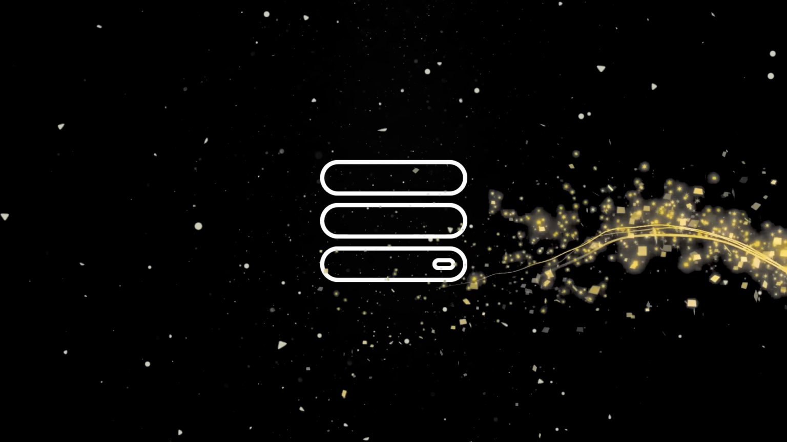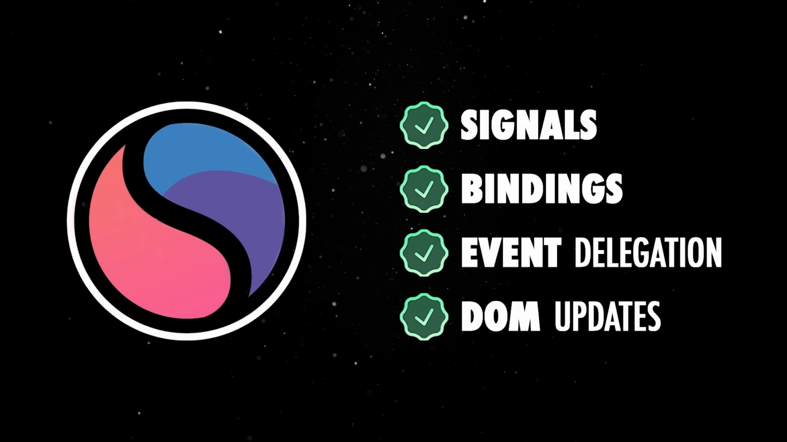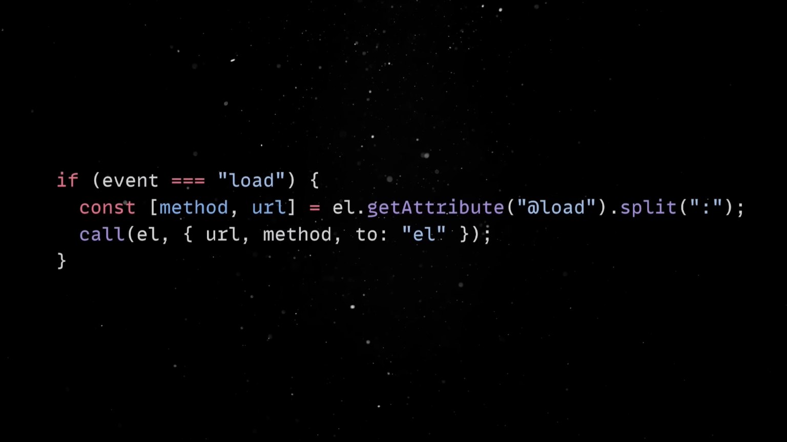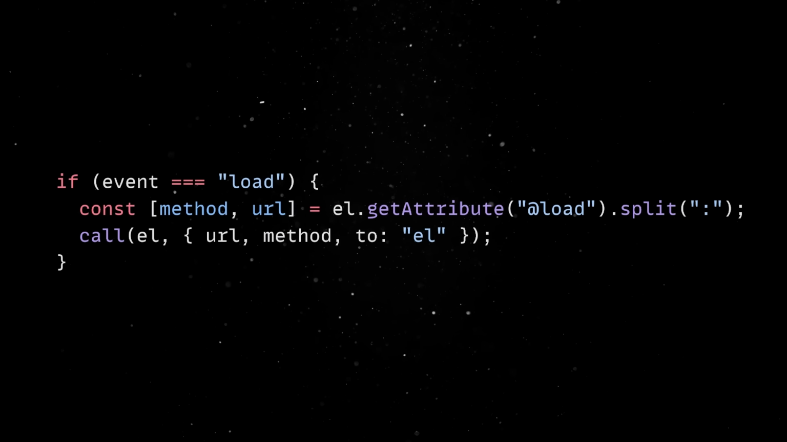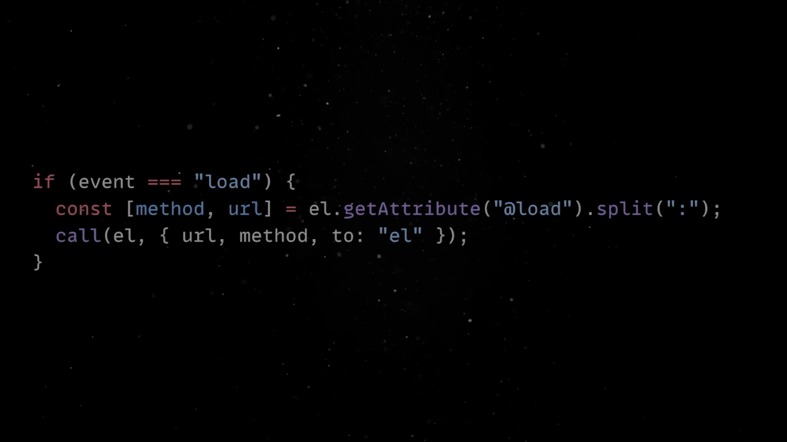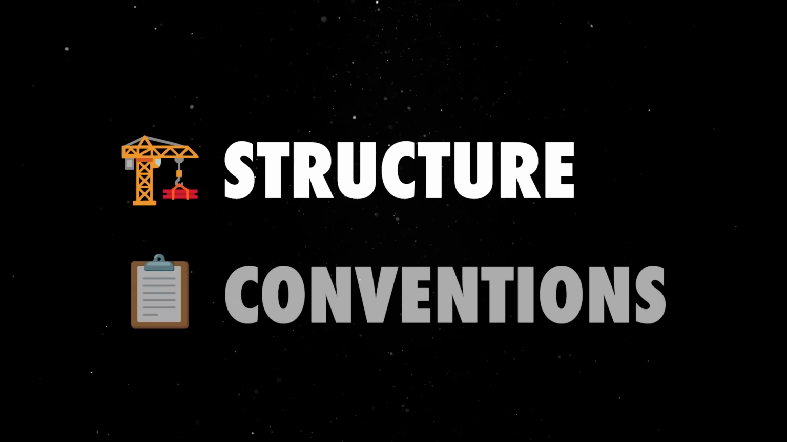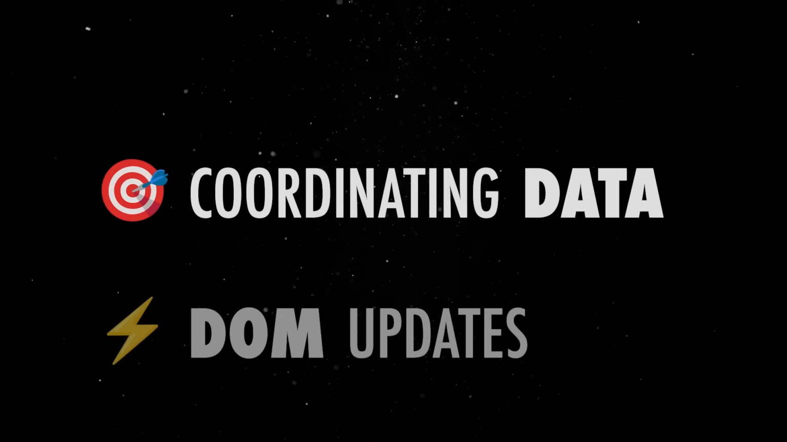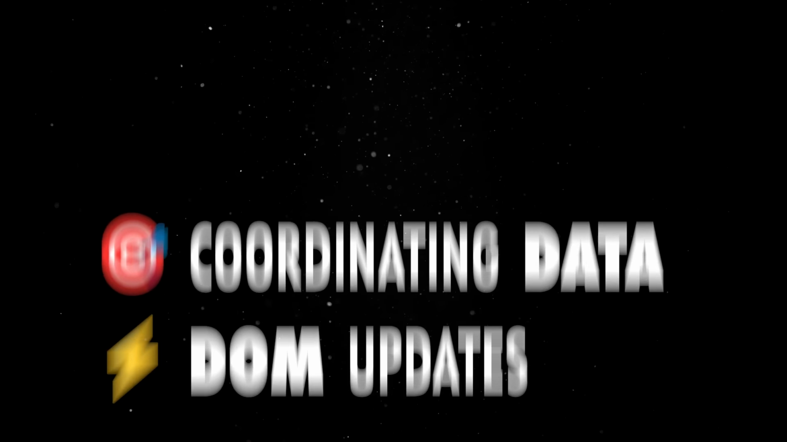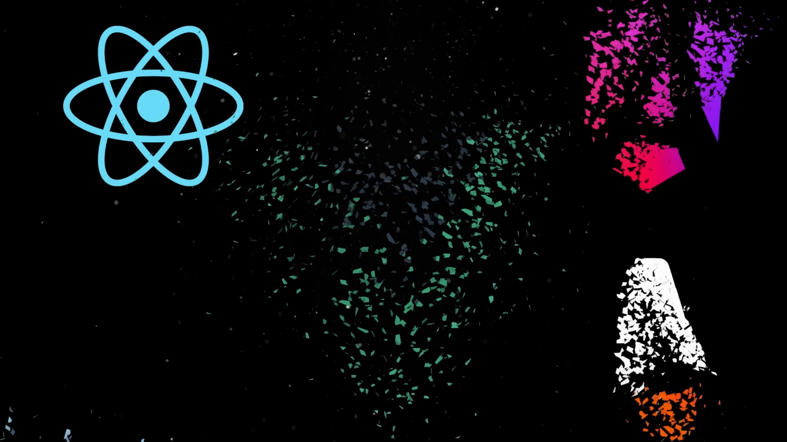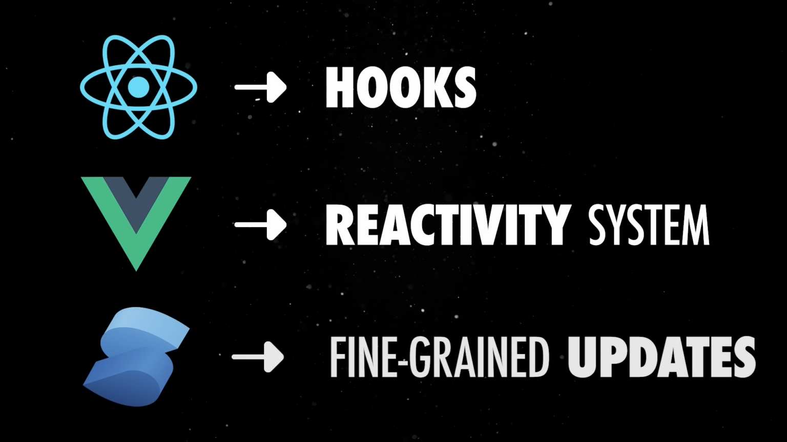At this point, our little framework supports signals, bindings, event delegation, and fetch-based DOM updates. We've even included a special load event that fires when an element is first processed, which is basically a lightweight version of a lifecycle hook. What you'll notice while building this is that most of the magic in frameworks is just structure and conventions. We are just coordinating data and DOM updates efficiently in a simple, descriptive manner. That's what every front-end framework is doing under the hood, whether it's React with hooks, Vue with its reactivity system, or Solid with its fine-grained updates.